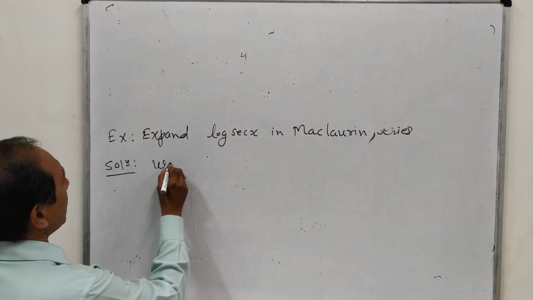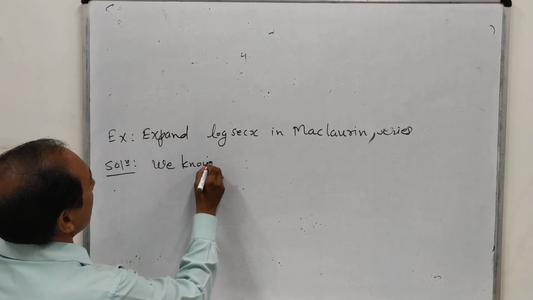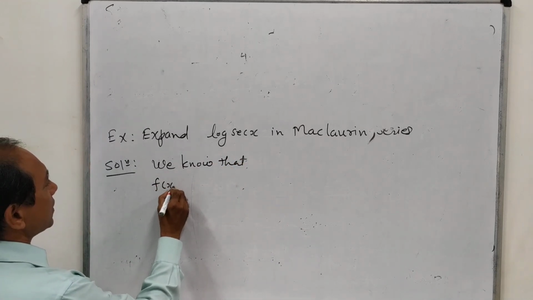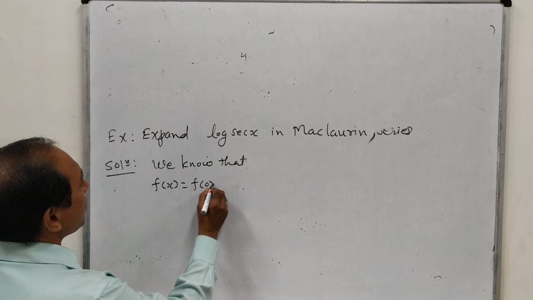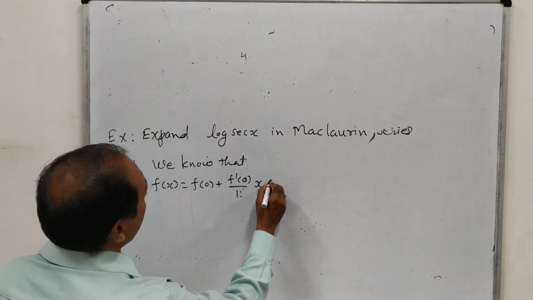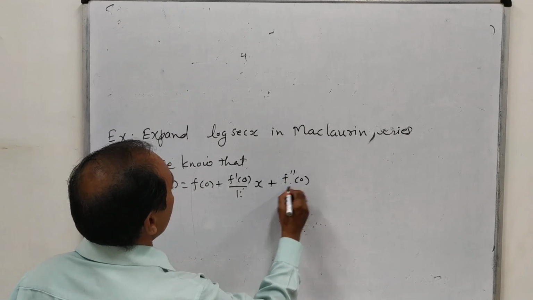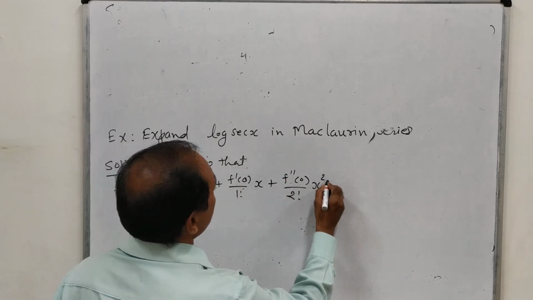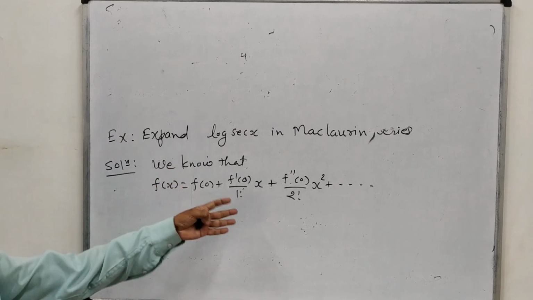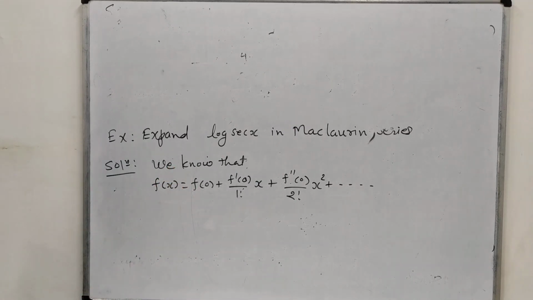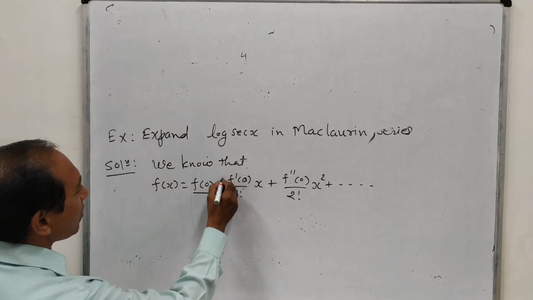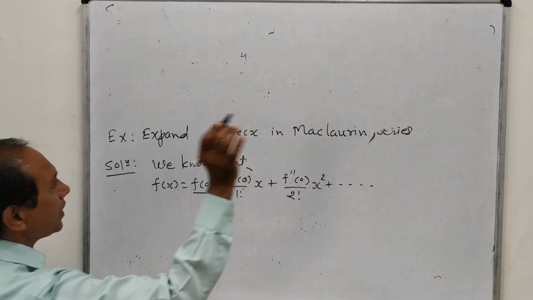We know that, always use this phrase, we know the Maclaurin series: f of x equal to f of 0 plus f dash 0 upon 1 factorial into x plus f double dash 0 upon 2 factorial x square plus dot dot dot. So we know that. Why do I use this? Because we already know it, and I told you to remember this. So now we proceed further. Here what do we require to find? f of 0, f dash 0, f double dash 0 and so on.